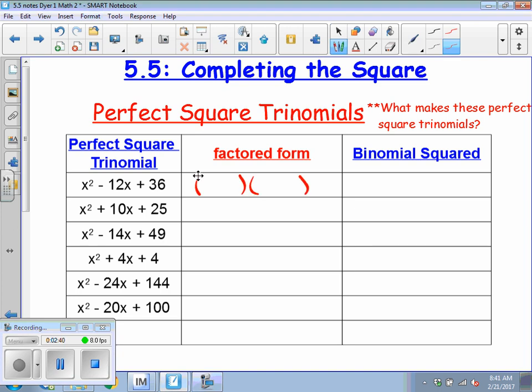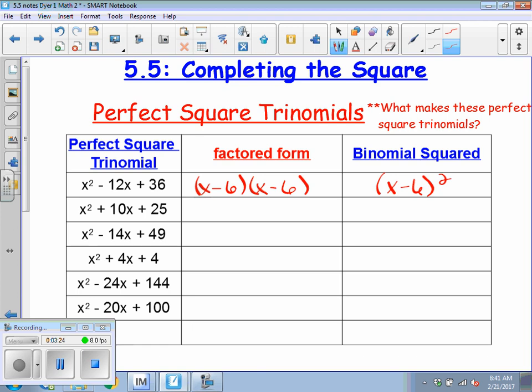Okay? So what's my first terms? X and x, right? So what times what's 36? 6 and 6, right? Positive 6 or negative 6? Negative, because the middle term is negative. Good, they both have to be negative. So I got the same thing. Now, if I checked it, I would get negative 6x and negative 6x, which gives me negative 12x. That's correct, right? So since it's the same thing twice, I can write it as what's called a binomial squared. So x minus 6 squared. That would be my x minus h squared. Okay? So let's do this for all of them.